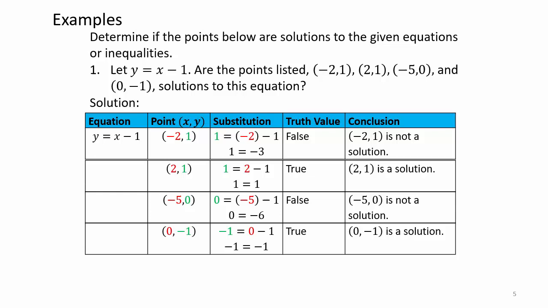So in other words, you can see points that belong to the line y equals x minus 1 give you a true statement, and the other ones give you false statements. So one way to determine all solutions to the line y equals x minus 1 is that they are points that belong to that line. Points that are not on the line will not be a solution to that equation.